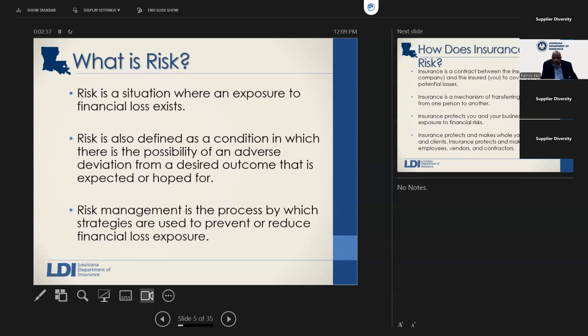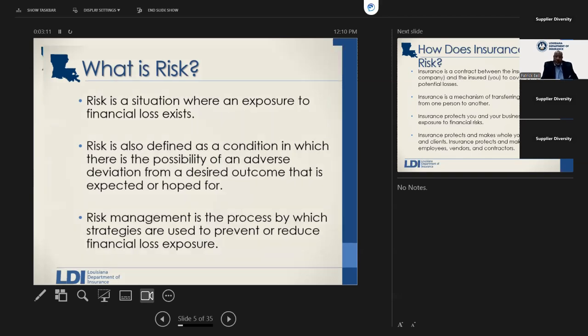You get in your automobile, you get on the road, your desired outcome is to get to your destination safely. However, a deviation might be getting into an accident. And when there's an accident, there's always some financial loss, damage to property, physical injury, loss of income, loss of work, all sorts of things. And all of those things would have to be compensated for if you are at fault. So, risk management is the process by which strategies are used to prevent or reduce that financial loss exposure.